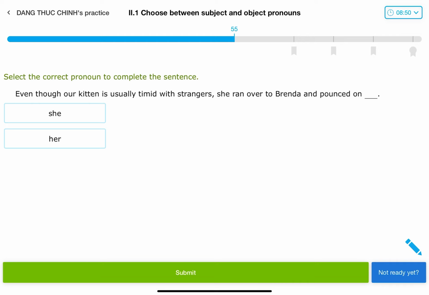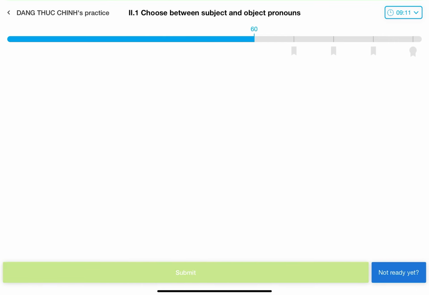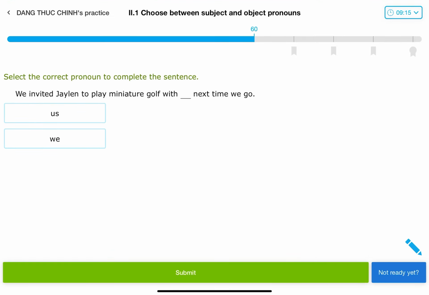Even though our kitten is usually timid with strangers, she ran over to Brenda and pounced on her. On is a preposition, so we would use this object pronoun, her. Is it an object pronoun? Oh yeah, object pronoun.